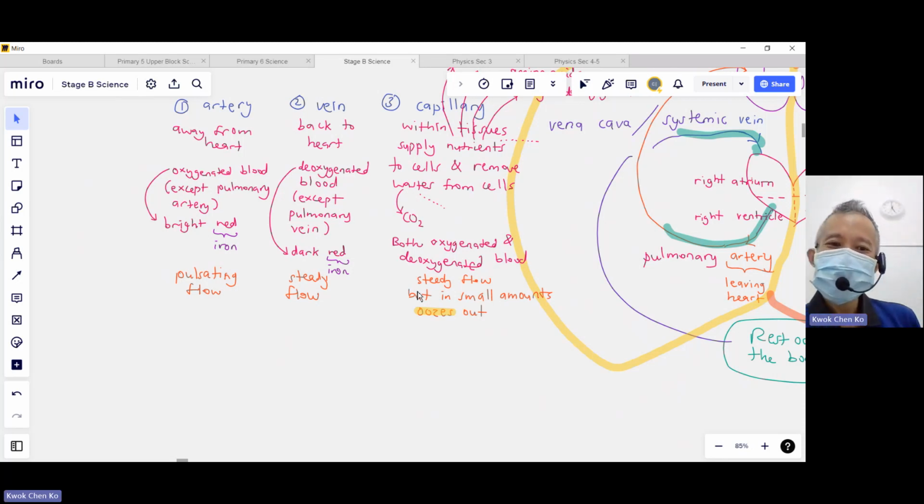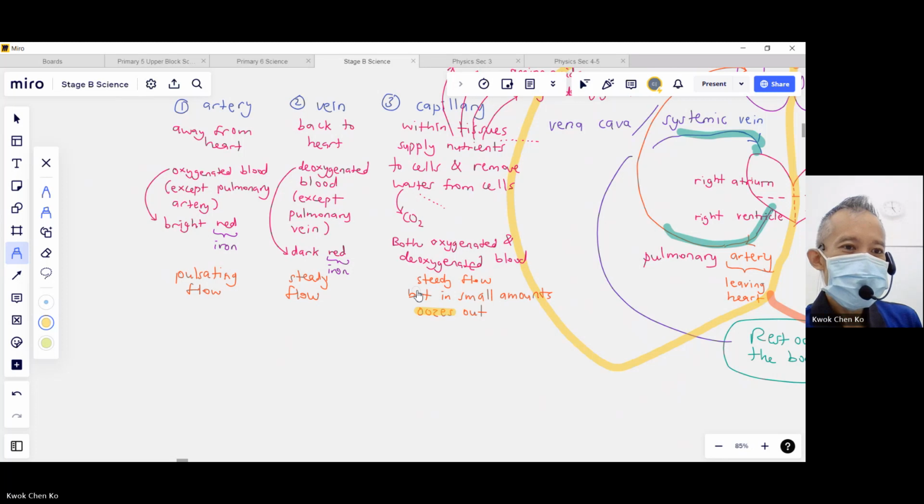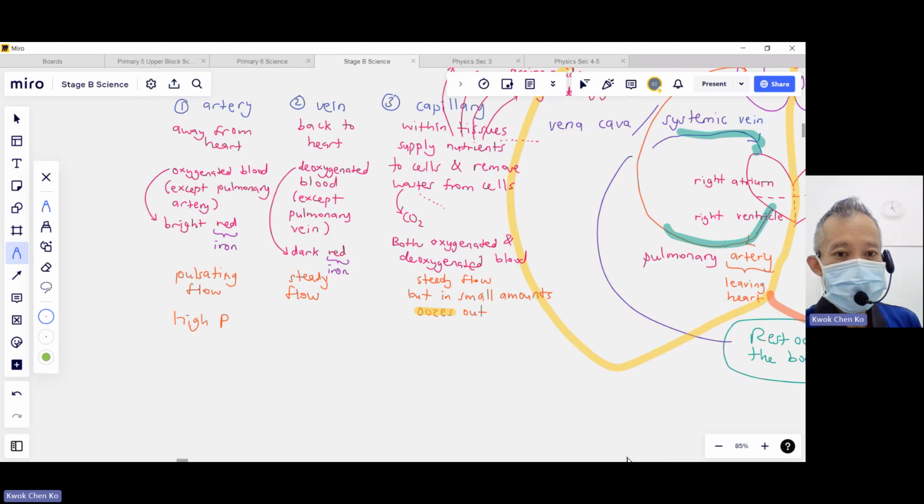So what else? One important thing, the blood in your arteries is flowing at high pressure. You can write down if you want. Arteries, high pressure flow. Of course, they are from the heart, no? The heart is pushing the blood. Now, vein, I would say intermediate pressure.